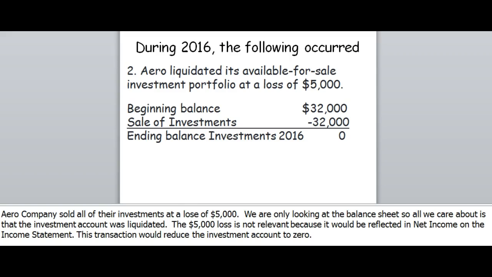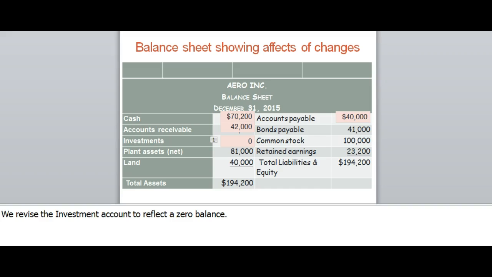Aero Company sold all of their investments at a loss of $5,000. We are only looking at the balance sheet, so all we care about is that the investment account was liquidated. The $5,000 loss is not relevant because it would be reflected in net income on the income statement. This transaction would reduce the investment account to zero. We revise the investment account to reflect the new balance of zero.